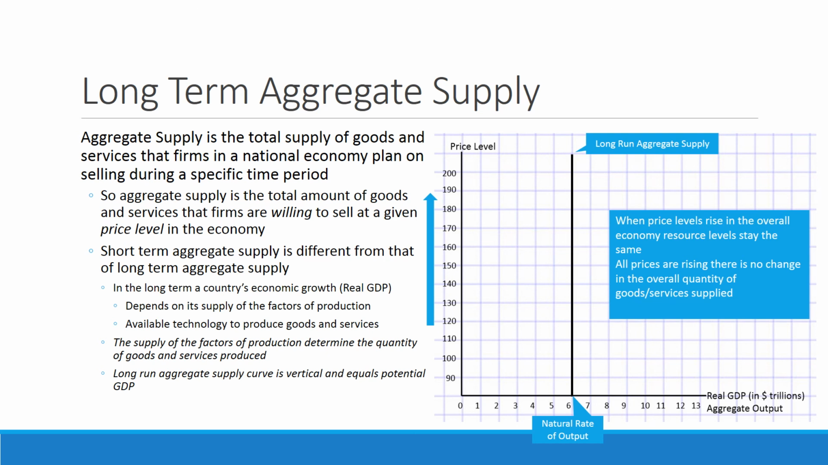So long-run aggregate supply equals potential GDP, equals the trend line that we see. All prices are rising, and that's the key. If all the prices are rising, then there's not going to be a change in the quantity of goods and services supplied. It will remain exactly what it was, in this case, 6 trillion. When we start to look at aggregate supply and aggregate demand, we're going to see the movement towards and away from this line, from this aggregate supply.